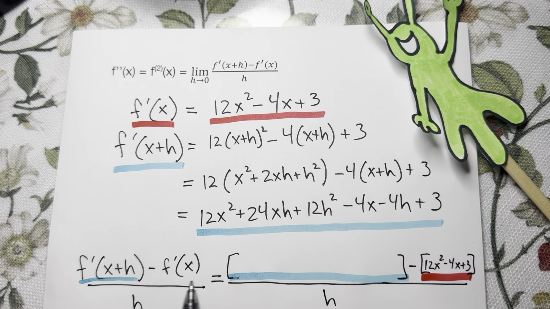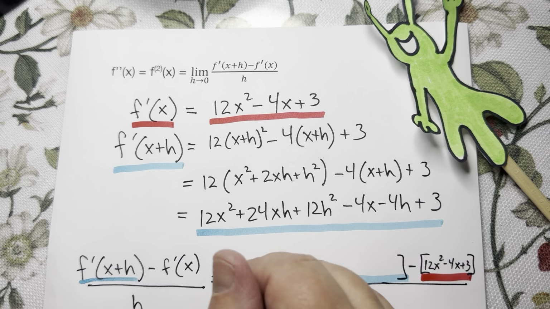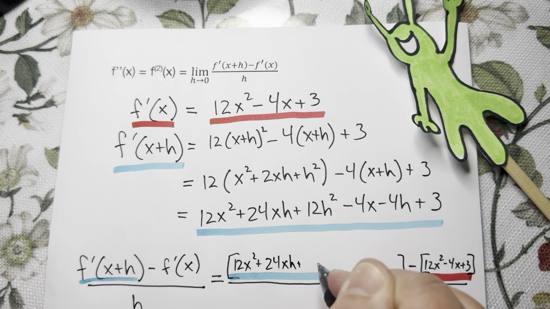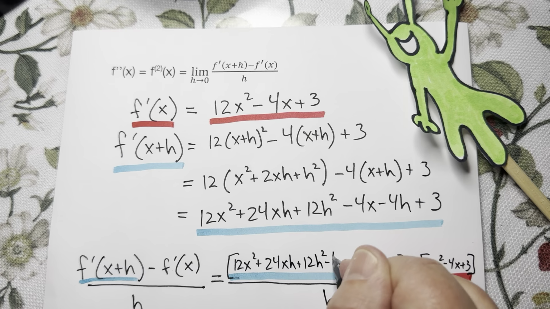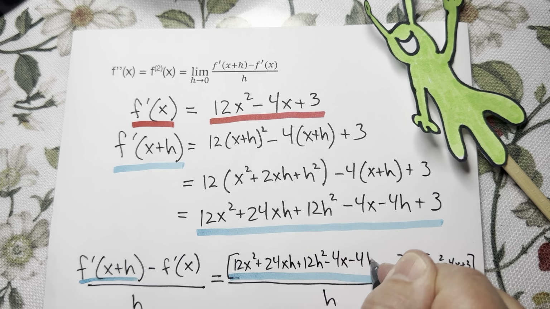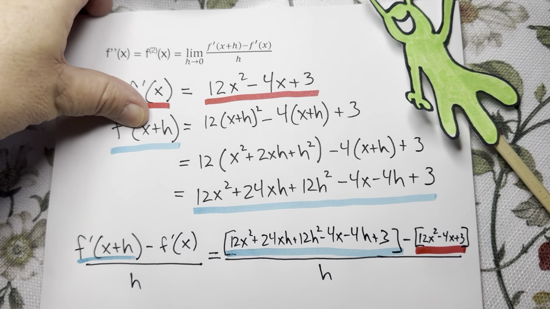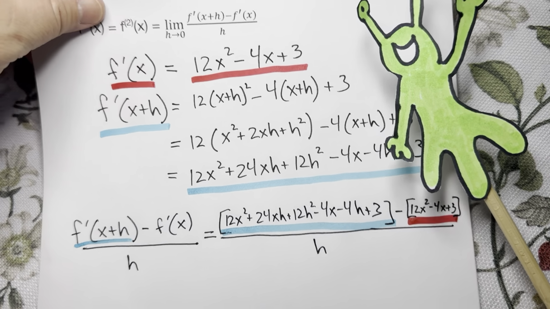So this is going to be the fancy version: 12x squared plus 24xh plus 12h squared minus 4x minus 4h plus 3. Look at that. I fit it all in. Woohoo! Martians are very impressed.